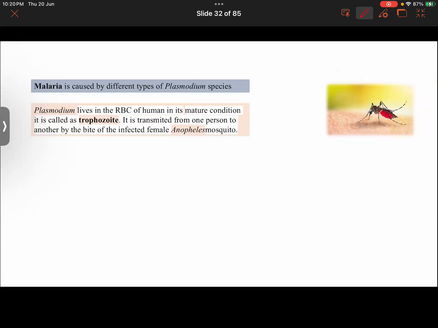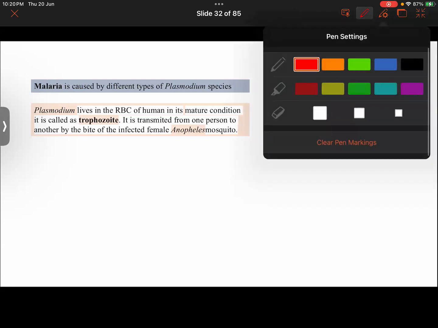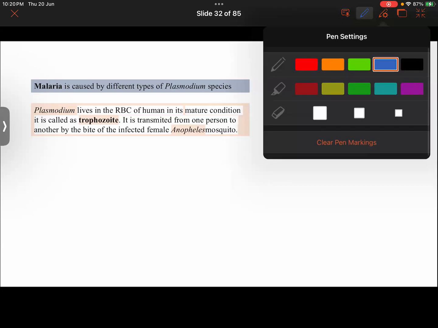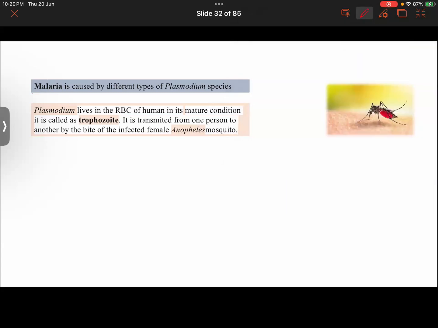So far, we learned about two diseases caused by protozoa. What were they? Amoebiasis, yes, and African sleeping sickness. Very good. Okay. Now, in your books, you'll find the name of this disease, malaria.